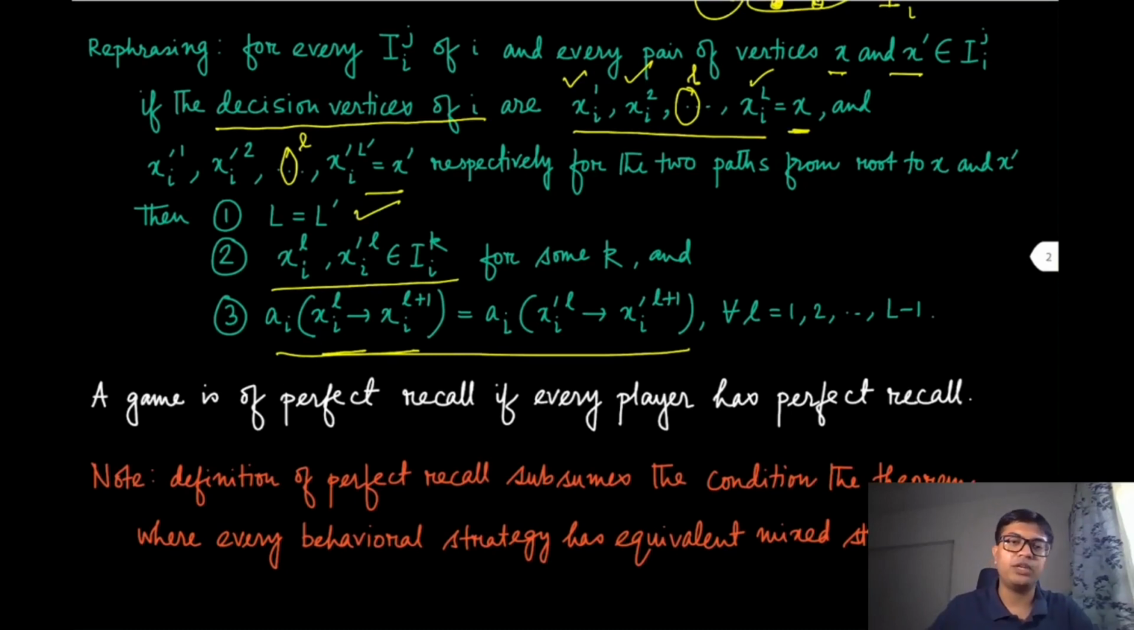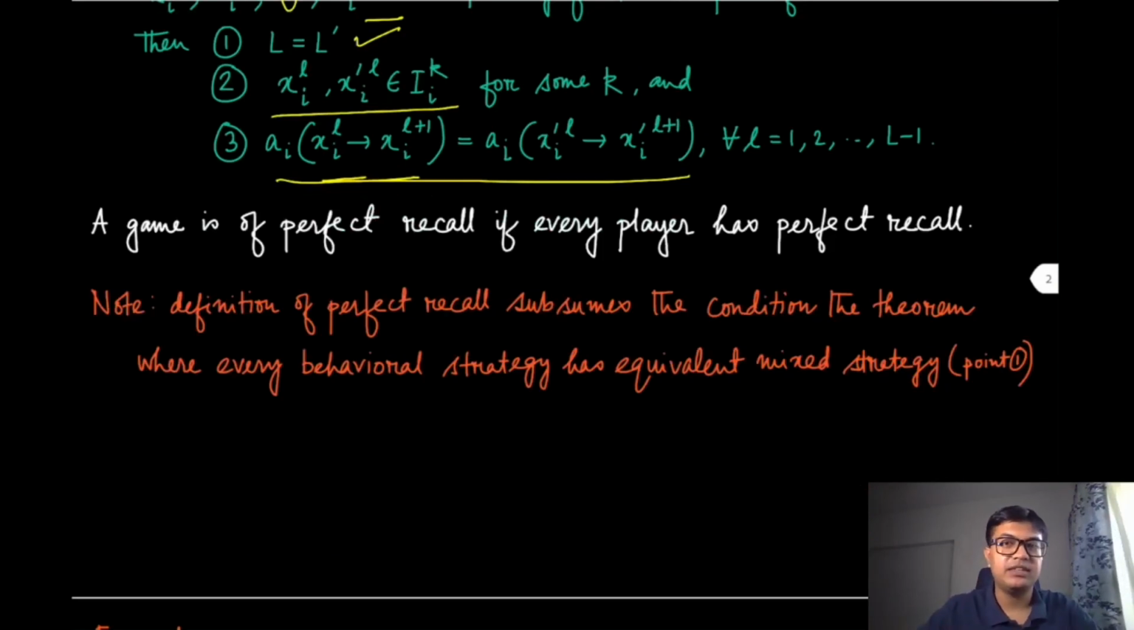So we'll also call the entire game to be having perfect recall, naturally, if every player has perfect recall. So this definition, as we have already mentioned, the first condition essentially is subsuming the condition of the previous theorem that we showed before. That condition was necessary and sufficient for every behavioral strategy to have an equivalent mixed strategy. Now we will show that with this perfect recall definition, which is a more strict definition than that, because we already have that condition as well as the second condition added on top of that, so it is a more restrictive definition than the previous one, we'll see that we have equivalence in both directions.